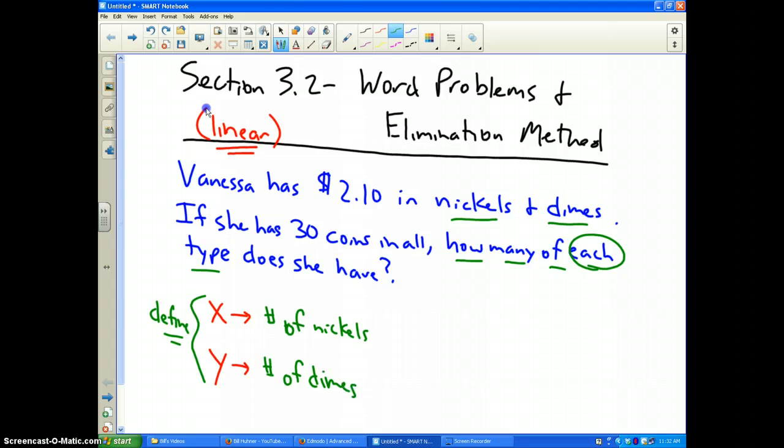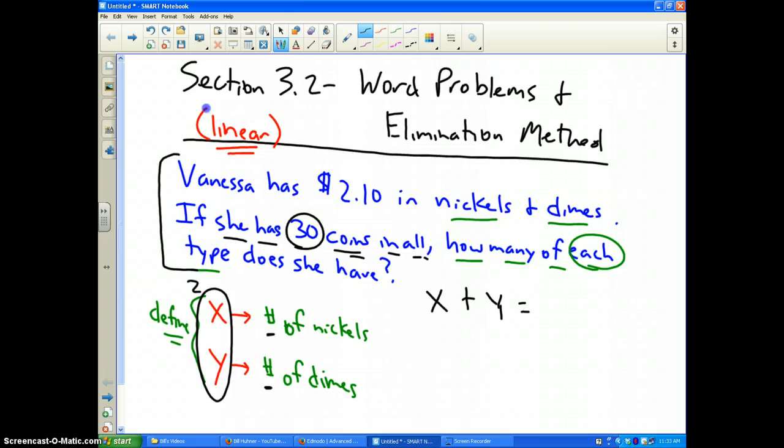Now, since I have two variables, from a prior video you learned that you need two equations. So from the information in the problem, we need to come up with two equations. How do we do that? First of all, it says she has 30 coins in all. If x is how many nickels and y is how many dimes, the number of nickels plus the number of dimes has got to equal 30. She's got 30 of them.